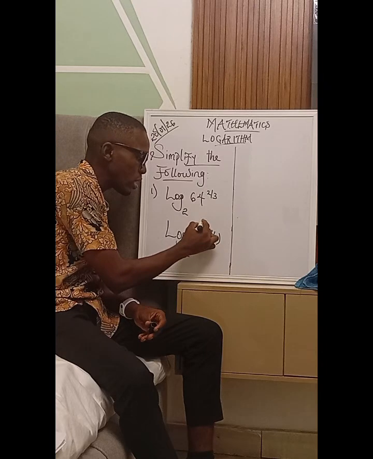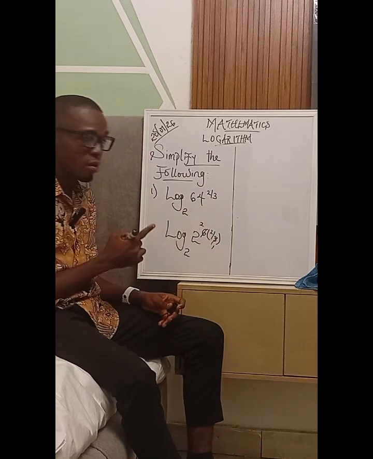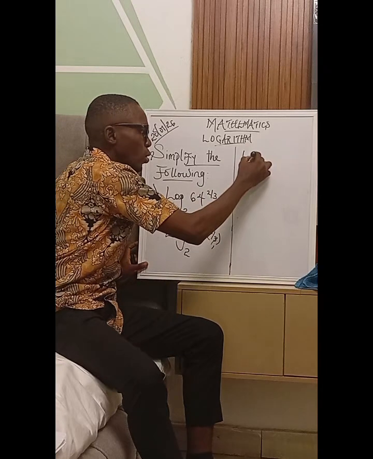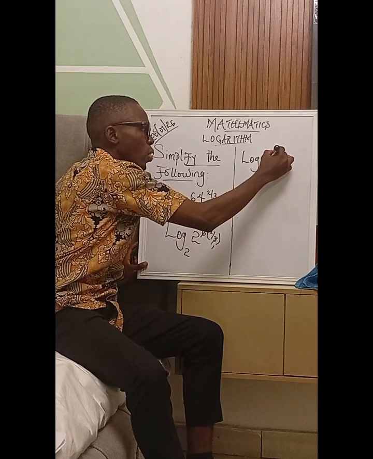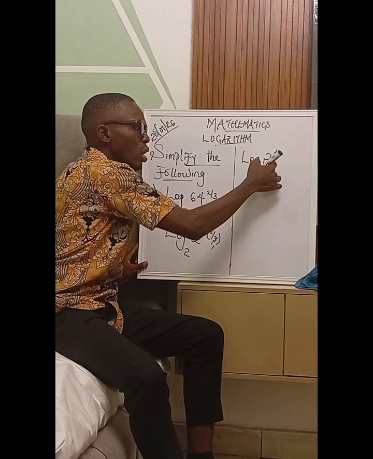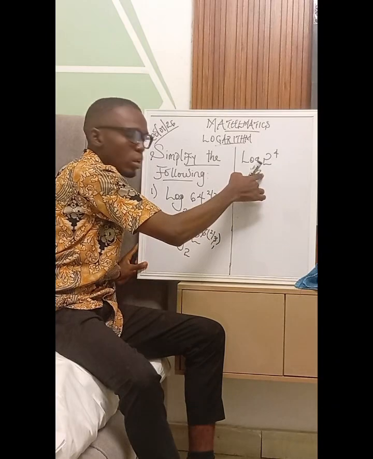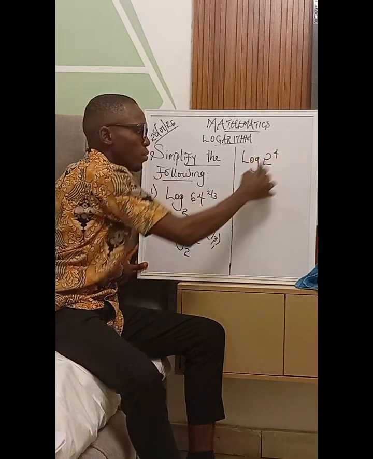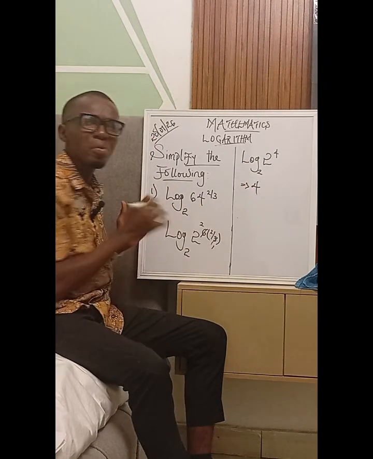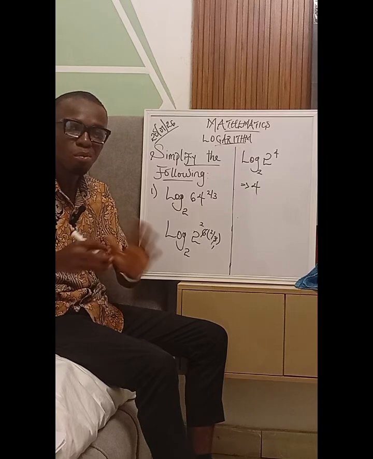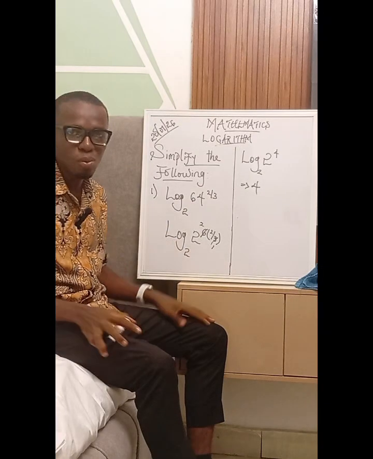3 here is 1, 3 here is 2. 2 times 2, I have what? 4. So I'll be having that this becomes log 2 to the power of 4 base 2. Log to its own base, right? 1. So what will I be left with? My answer will just be 4.